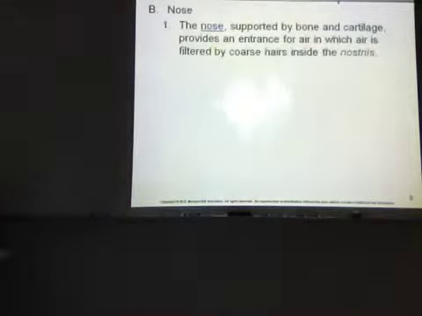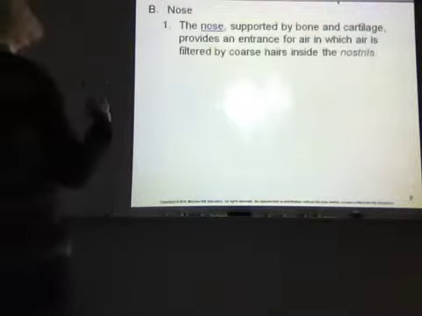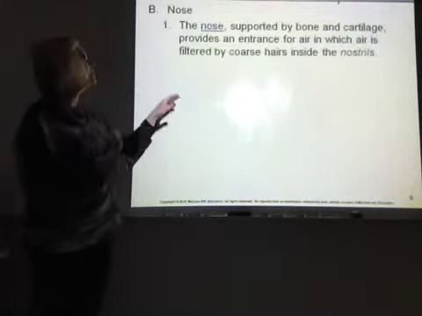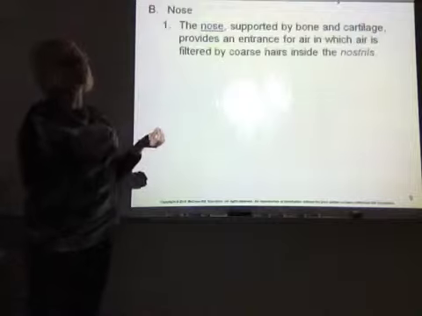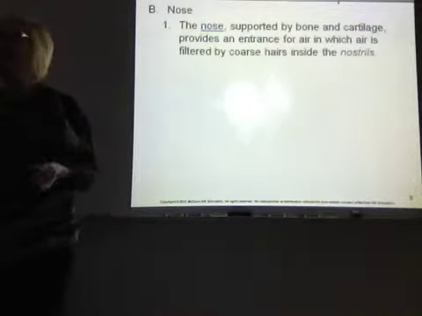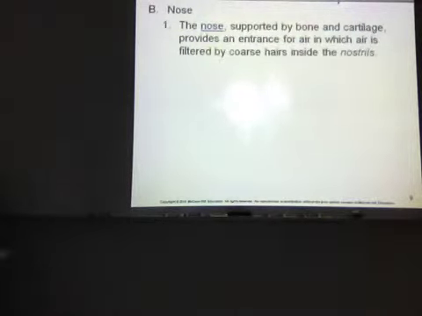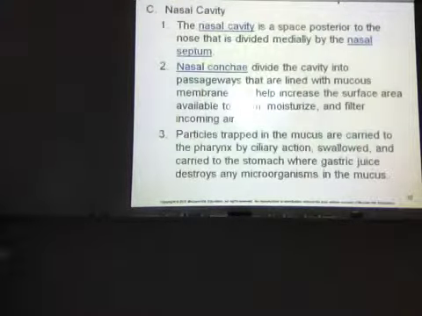Nose, supported by bone and cartilage. We talked about that a little bit in the skeletal system. It basically produces an entrance. That's where air comes in. Air is filtered. That's the purpose of your nose hairs, to help catch things. And that inside area of your nose is the nostril portion.